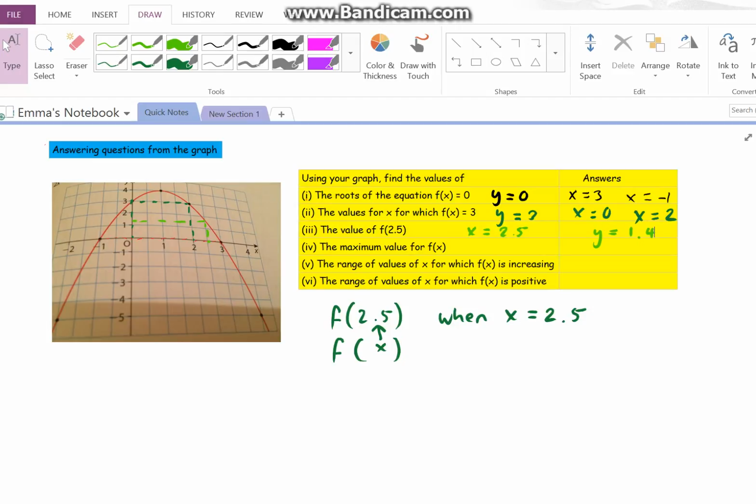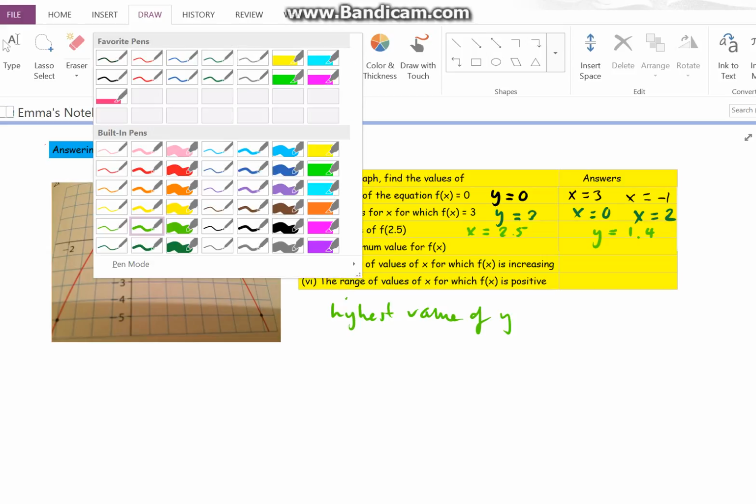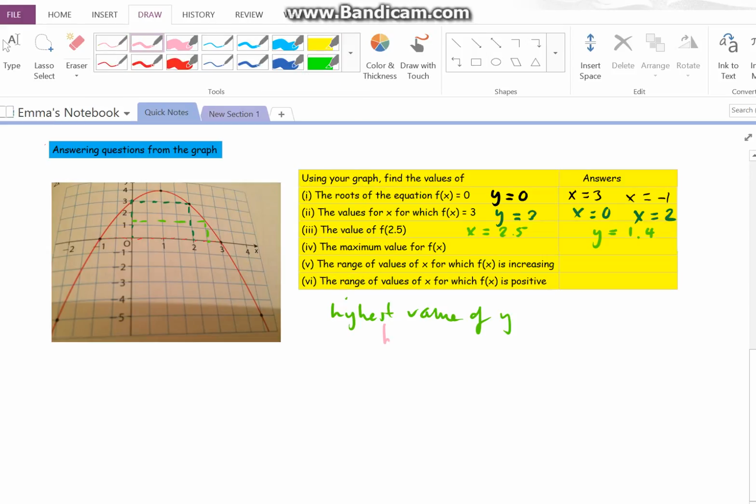Part 4, so the maximum value for f of x. So the maximum means the biggest value of y. So the biggest or the highest value of y, doesn't it? So like where is it at its highest point? Where is it at its lowest point would be the minimum value. So at its highest point, if we look at that graph, you can see its highest point is just up here, isn't it? So it's just at that tip.